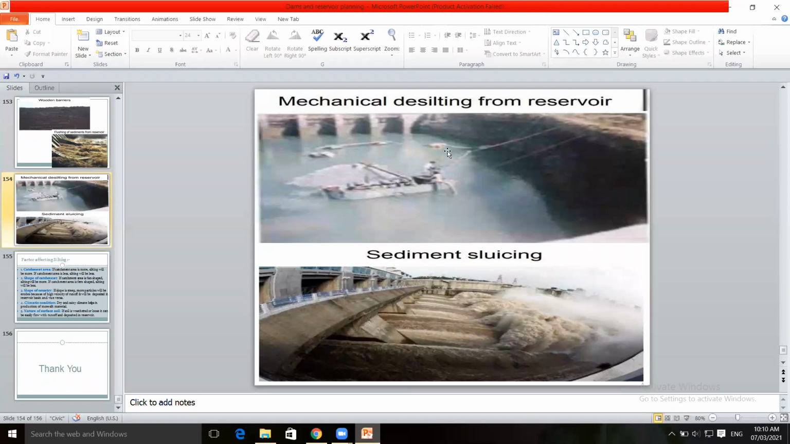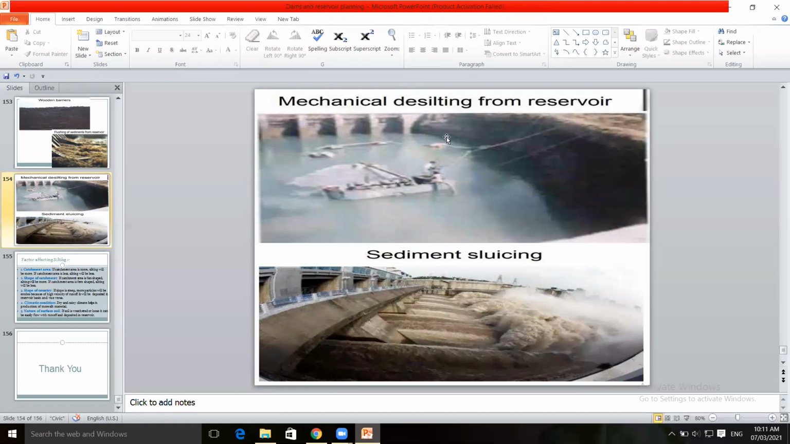This is mechanical desilting from the reservoir. See this dam structure, in which by using mechanical machinery, the silt is removed, or dredging techniques may be used. The sediment sluicing. These are various images of desilting from the reservoir. Removal of the silt: by these various methods, pre-constructing measures and post-constructing measures, the sediment is removed.